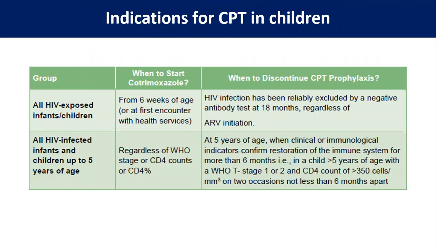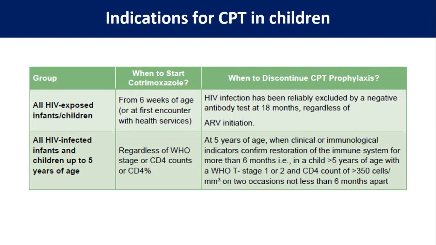So, the indications are that all HIV exposed infants and children from 6 weeks of age, because CPT is started after 6 weeks of age, as we all know, are to continue till the patient is proved to be negative. That is, till we exclude HIV, the patient should continue getting CPT starting from 6 weeks of life. And for all HIV infected children, we are to continue CPT up to 5 years, irrespective of CD4 count or percentage. And beyond 5 years, it is just like adults.